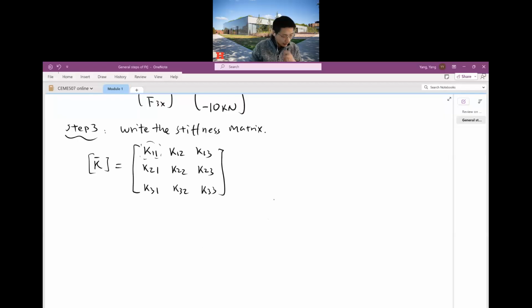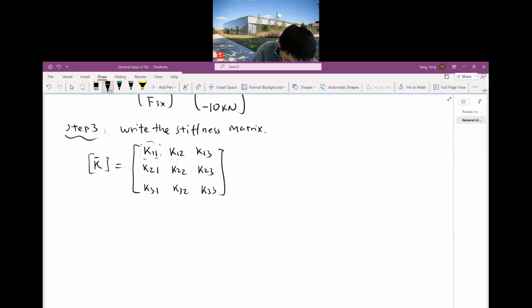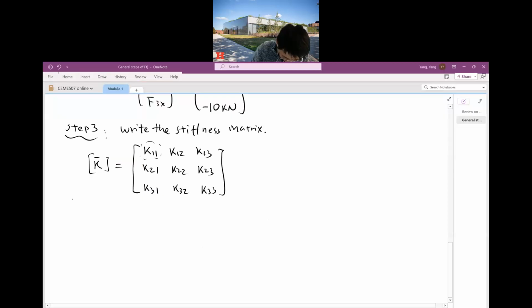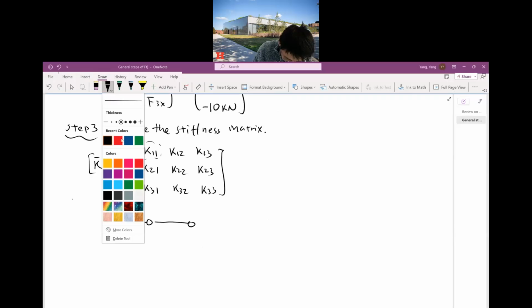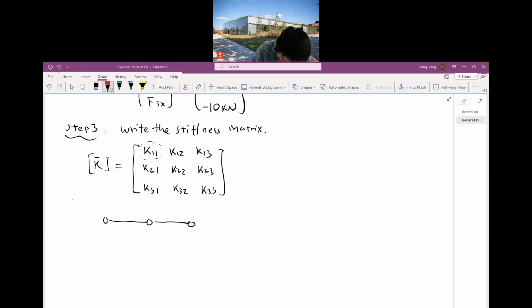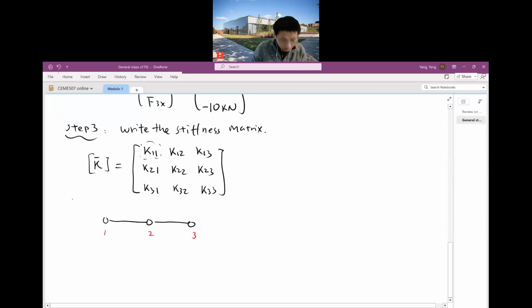That's the force you need to induce a unit displacement here. If you fix the others, we should be able to derive the value for K11, right? So here we have the system, and we have the loads 1, 2, and 3. K11 represents the force that is required to induce a unit displacement at node 1 when the other degrees of freedom are fixed.